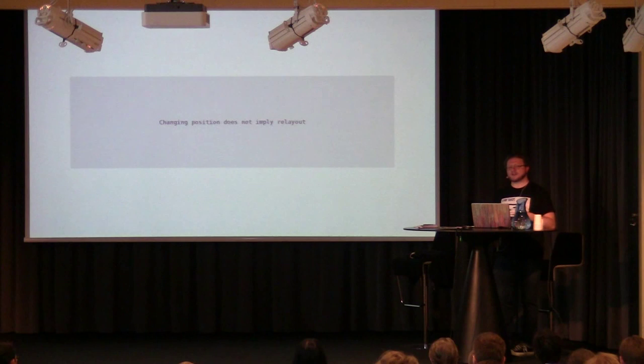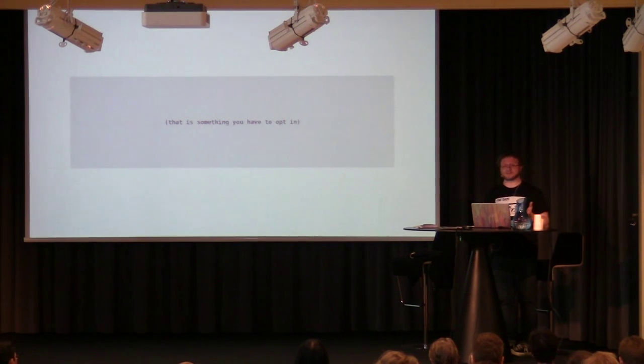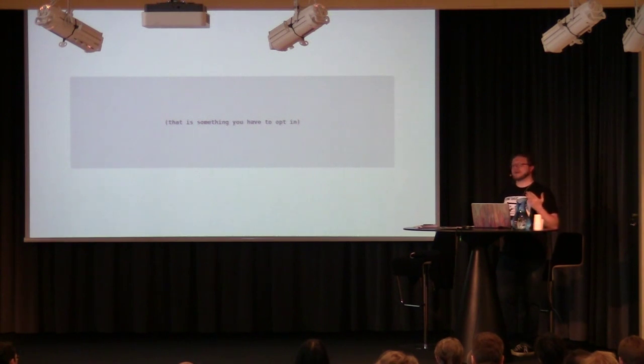But we want each frame to be fast, and we cannot relay out every single frame. Changing the position of a layer does not imply a relayout. It just implies a blending, a new composition. Obviously, that is not always true. For instance, if you have a grid and you change the position of a layer inside the grid, you want that to be reflected in the position of every other element inside the grid. So a layer can opt out of this and say, wait a minute, I want every transformation to affect my layout.